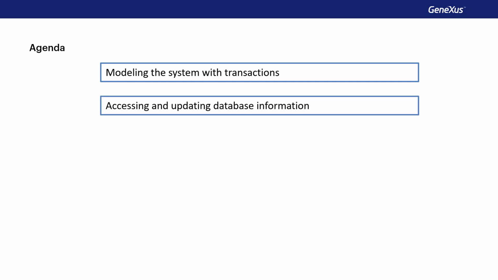Accessing and updating database information. We'll study several objects to access the database, display their information on screen or in lists, and see how to modify the stored data. We'll also see the interaction between objects and the creation of complex data types.